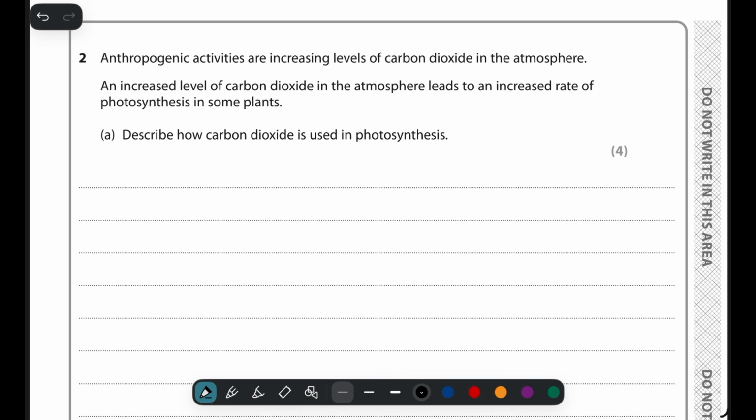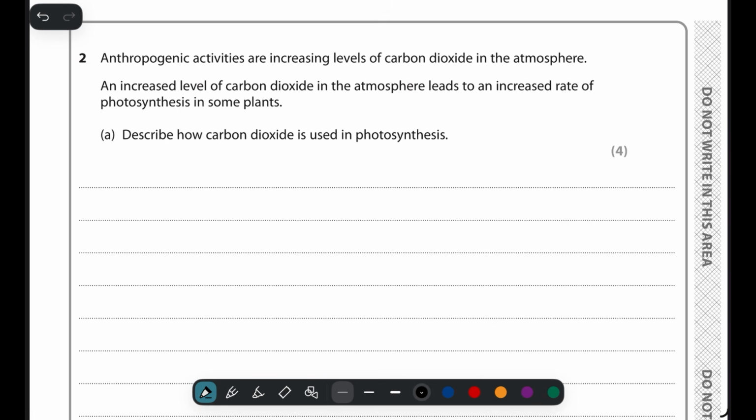So again, we're going to look at the question. Anthropogenic activities are increasing levels of carbon dioxide in the atmosphere. So I'm already assuming they're going to ask me about global warming. An increased level of carbon dioxide in the atmosphere leads to an increased rate of photosynthesis in some plants. So they're also going to ask me about photosynthesis. And here, 2A, describe how carbon dioxide is used in photosynthesis. So again, you need to just think, the base knowledge you have, how can you link it to the question?